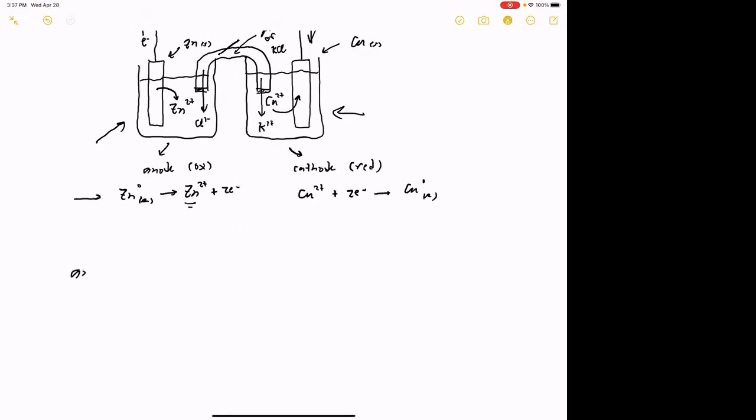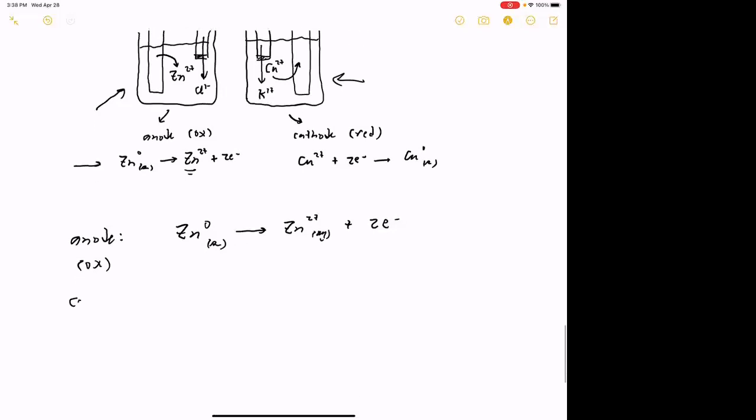So at the anode, okay, what's happening at the anode? Oxidation is happening at the anode, okay? And here's the reaction. We'll just rewrite it here. I've got zinc solid. That's my electrode on the left, okay? And it's being oxidized to form zinc 2+, which is in aqueous solution. And in the process of doing that, we're leaving behind 2 electrons.